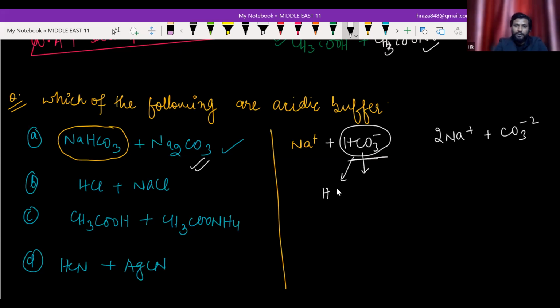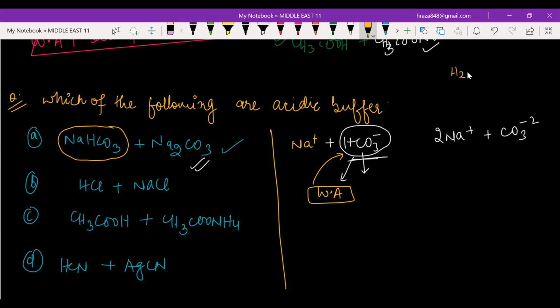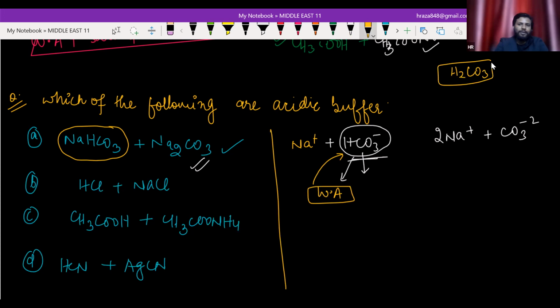Now, if you look at it closely, you will see that this HCO3 minus can give H plus and convert into CO3 minus 2. That means this is a weak acid. Basically H2CO3, carbonic acid, is a weak acid, and it gives 2H plus. One is already given and another will be H plus, so it will be a weak acid.